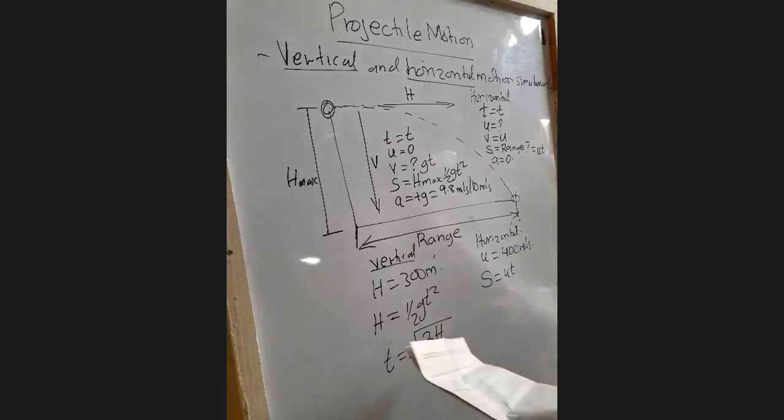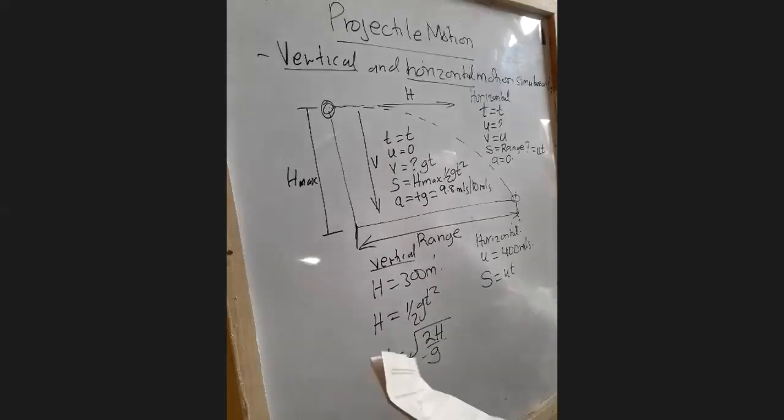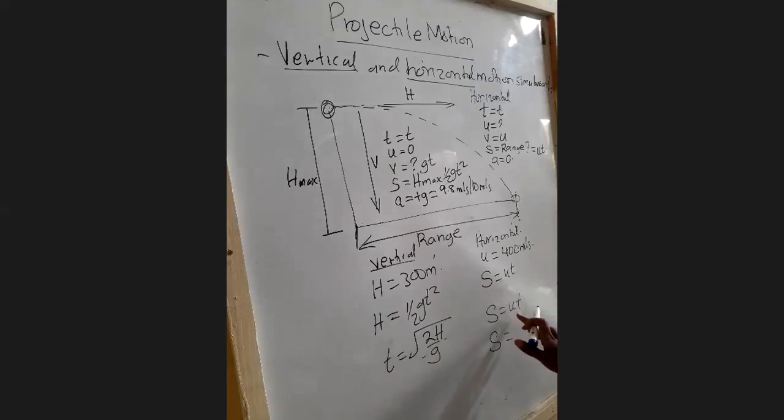Now we have H, we know G, and time is what we are looking for. The question is looking for this S. We know S is equal to UT, but T we already have here. So S is equal to U times the square root of 2H over G.